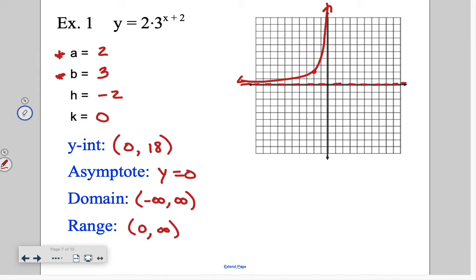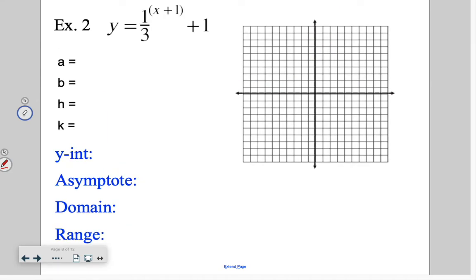Any questions before I move into the next example? Anything that we just did that's not quite making sense that I can clear up for you before we move on? Okay, then let's keep going. Here's example number 2.